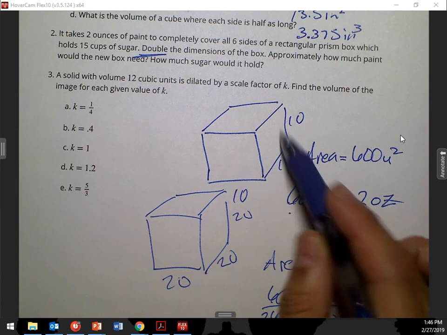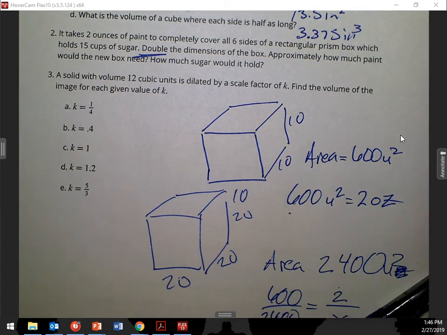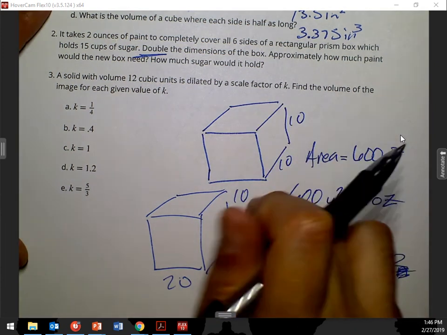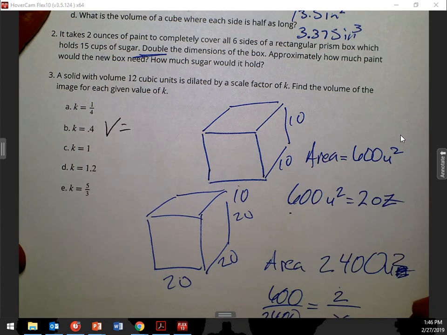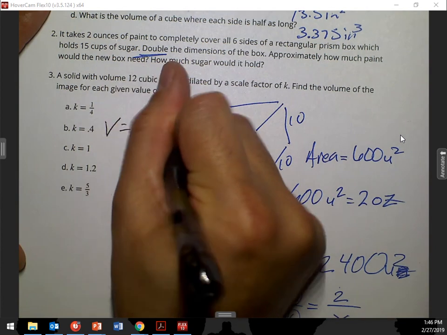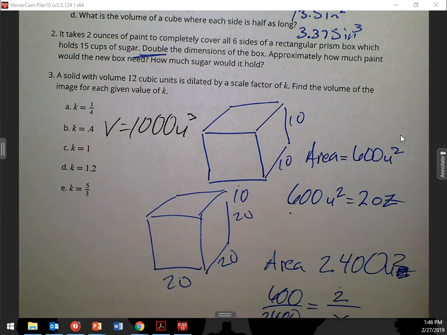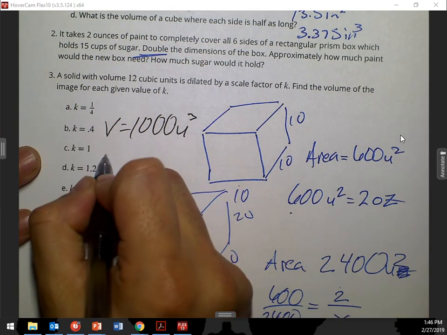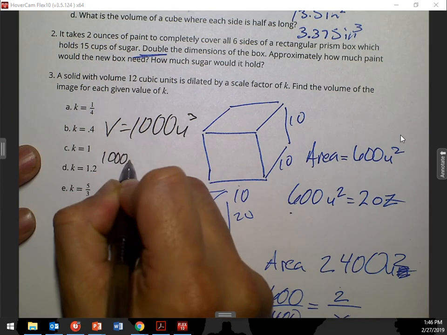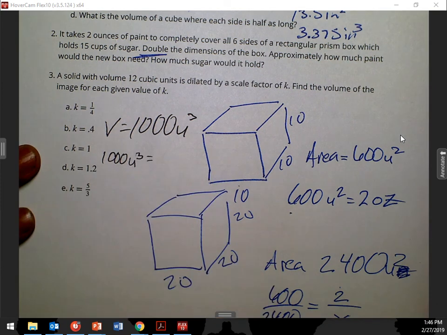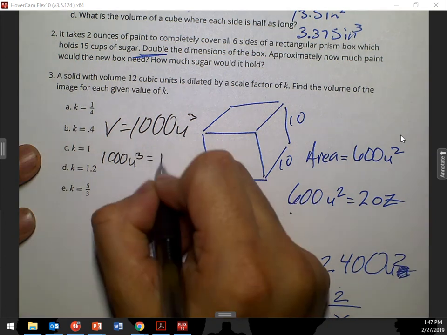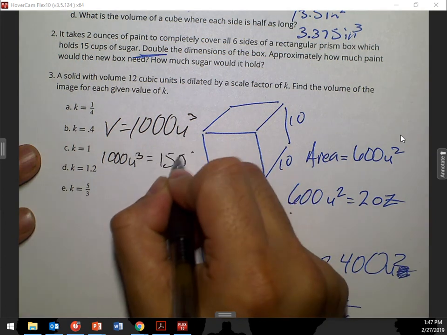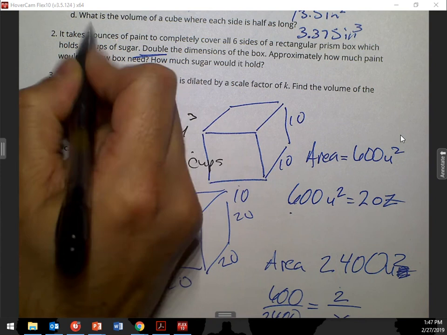So now let's go with volume. I'm doing the same problem, but now I'm going to be dealing with volume. What is the volume of this? 10 times 10 times 10. Volume is 1,000 units cubed, right? And my 1,000 units cubed is equal to how much sugar? 15 cups. It's right here.